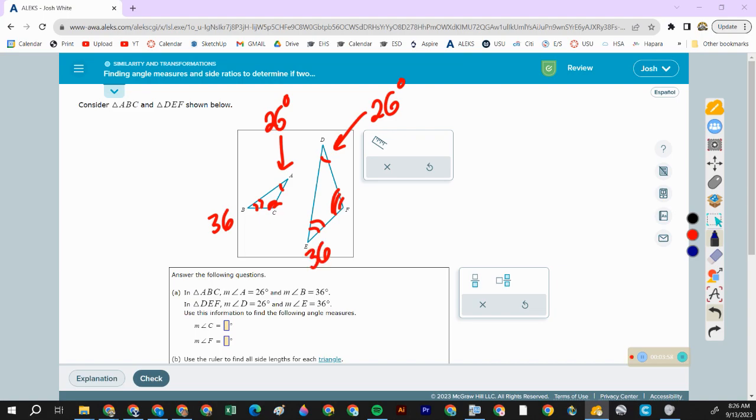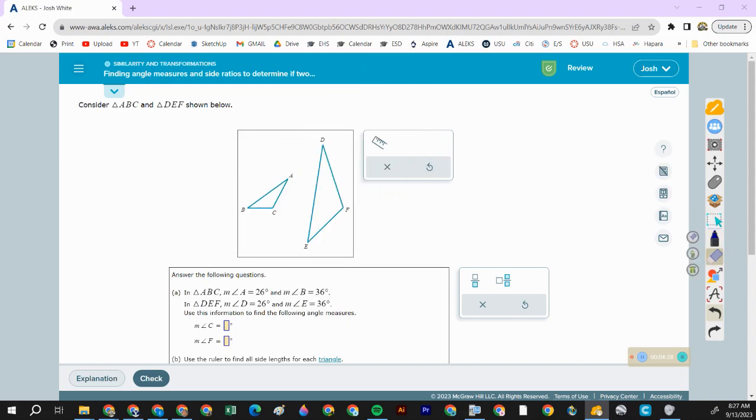How big is the remaining angle? Well, if we add those together, 26 and 36 would be 72. No, 62. So 180 minus 62 is going to be 118. So both C and F are 118.